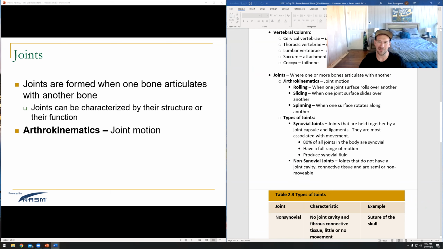I hate this term because the definition for this is literally joint motion. And the definition is shorter than the word. Why do we have that word?